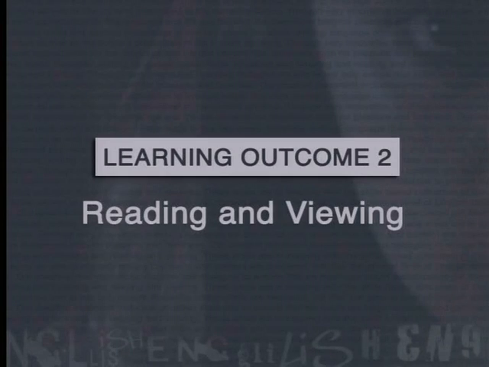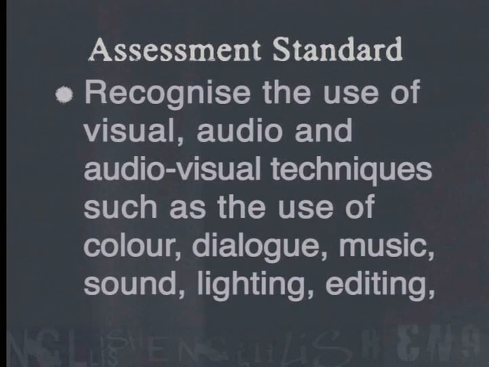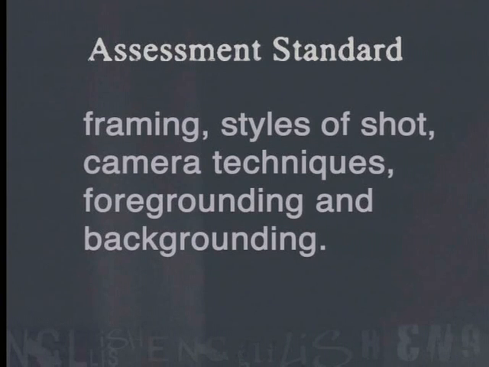The lessons in this series all address learning outcome 2, reading and viewing. These lessons will assist learners in achieving a range of assessment standards within this outcome, including being able to explore and explain key features of text and how they contribute to meaning in visual, audio, and multimedia texts, and being able to recognize the use of visual, audio, and audiovisual techniques such as the use of color, dialogue, music, sound, lighting, editing, framing, styles of shot, camera techniques, foregrounding, and backgrounding.